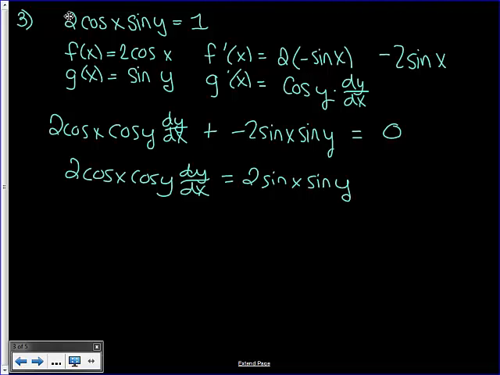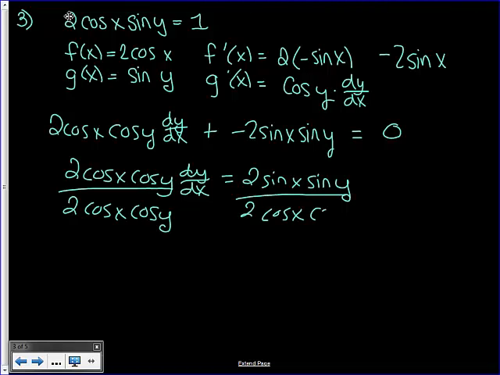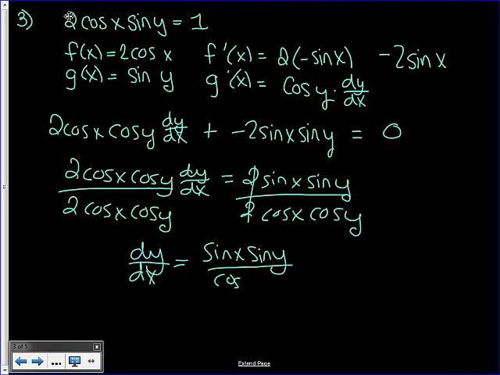Now to get dy/dx by itself, divide by cosine x cosine y. So we're going to divide by 2 cosine x cosine y. I have dy/dx equals, 2's cancel, and I just have sine x sine y over cosine x cosine y. And that is your derivative.